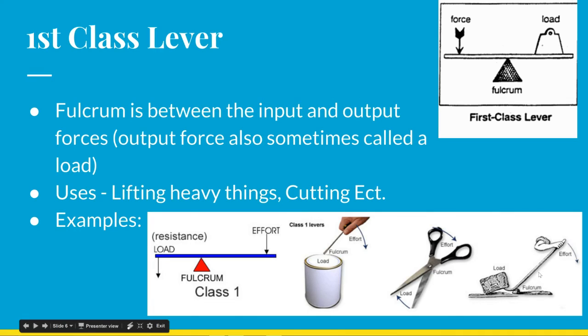Here are some examples. This is an easy one: you're trying to lift a load and you're using a crowbar. Or you're trying to open a can of paint and you're lifting the load with a screwdriver. This one's a little different. Here, your input force is when you squeeze, the fulcrum is the middle part, and the load is you cutting the paper. That's a little bit tricky, but it is in fact a lever, because here is the fulcrum, and here is the load. It's the same thing.